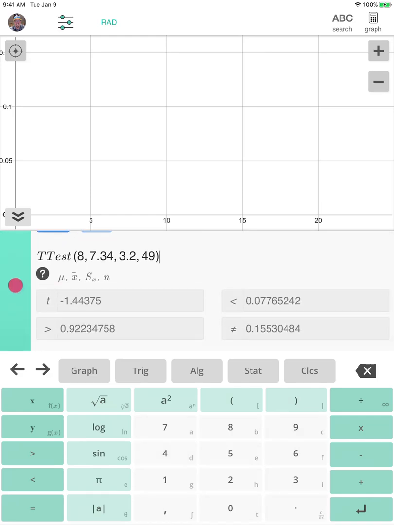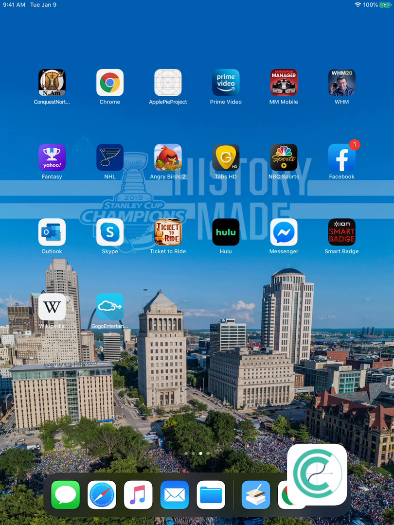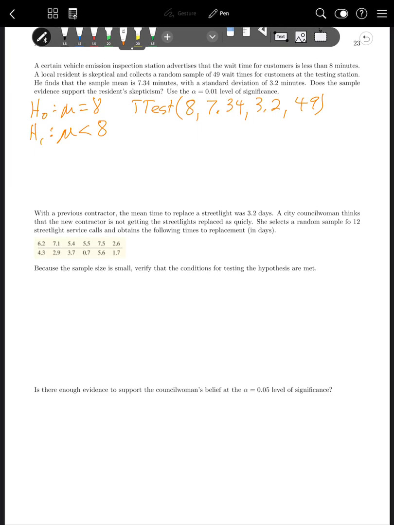And so for less than, we got P equals 0.0777. So P equals 0.0777, which is not less than alpha. So we do not reject H naught, and we would say there is not sufficient evidence to suggest that the mean wait time is less than 8 minutes.